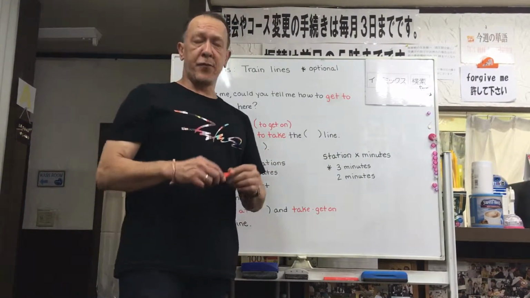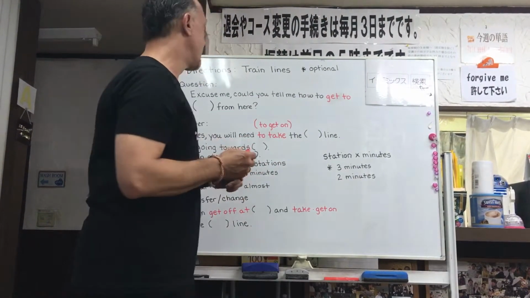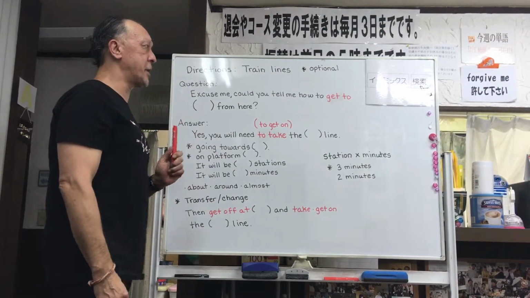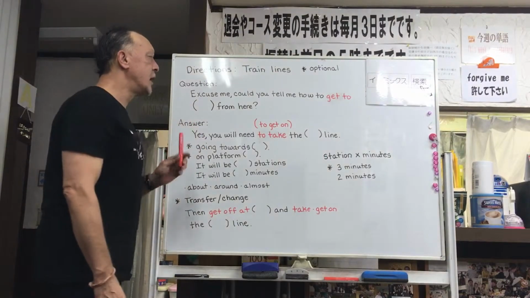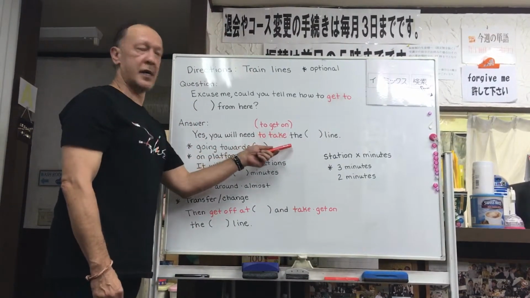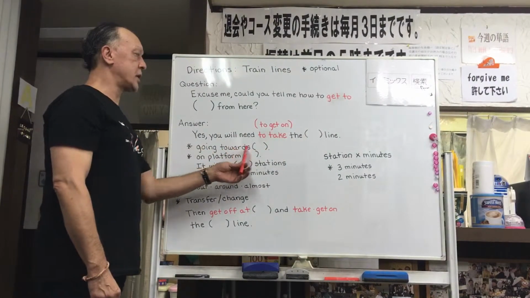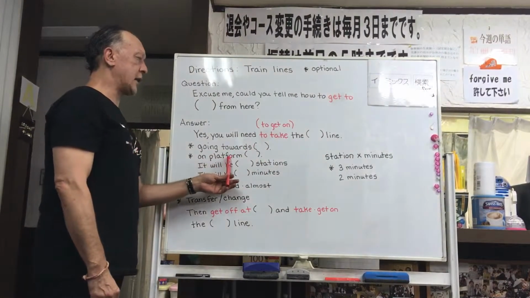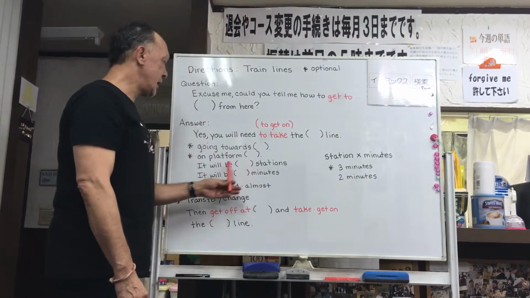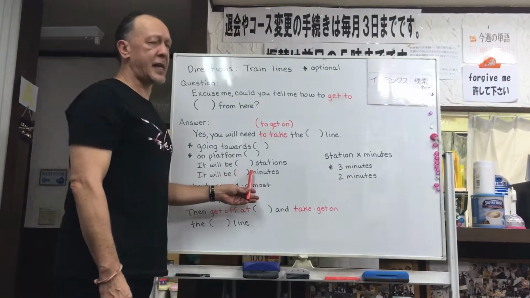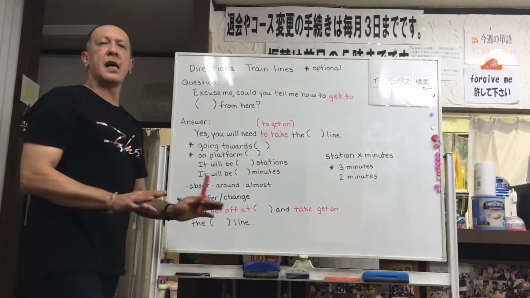Let's take for an example Motiwata station to Kinshicho. Here, "Excuse me, could you tell me how to get to Kinshicho station from here?" "Yes, you will need to take the local Sobu line going towards Nakano on platform 1. It will be 6 stations. It will be about 18 minutes." All of this other stuff is not needed.